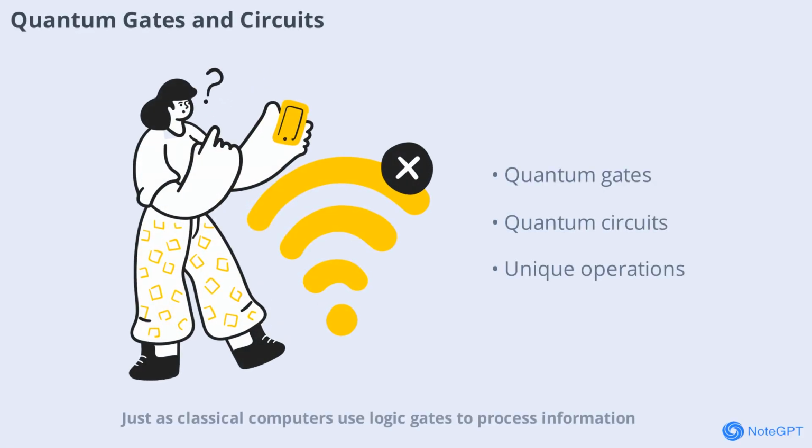Just as classical computers use logic gates to process information, quantum computers use quantum gates. These gates manipulate qubits through operations like flipping, rotating, or entangling them. Quantum circuits are built by connecting these gates in specific sequences to perform complex calculations. The flexibility and power of quantum gates allow for entirely new types of algorithms. In the next scene, we'll see how these circuits are designed and why they're so crucial to quantum computing.